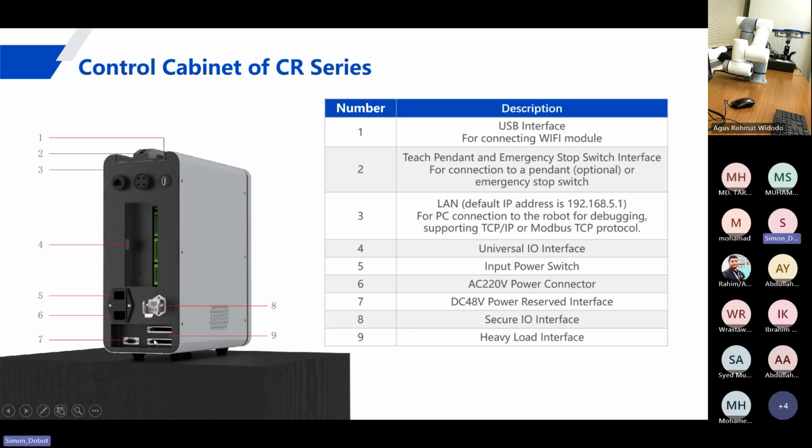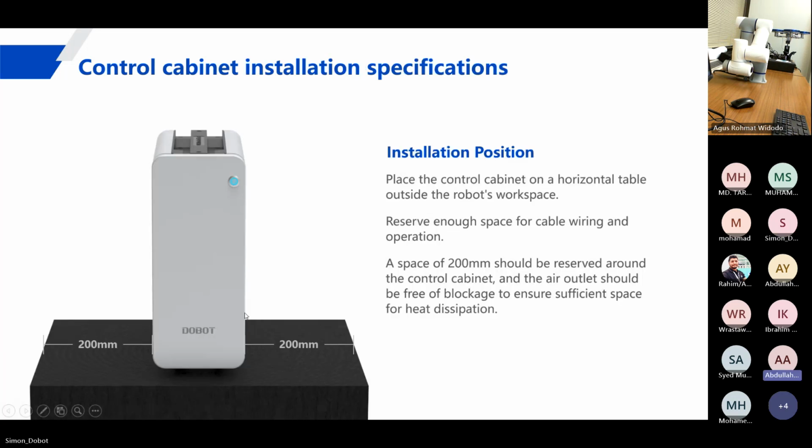Number 8 should be here. Number 8 is the security I/O interface. And this one is the heavy load interface, which is used to connect to the robot arm. For the installation, our proposal is that you keep some space on both sides, because there is a fan on both sides, air in and air out. Yes, we have that very clear.